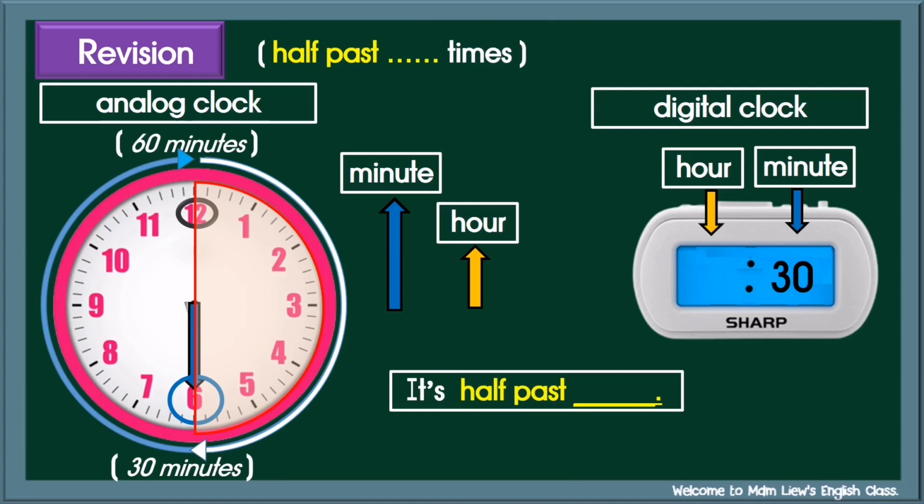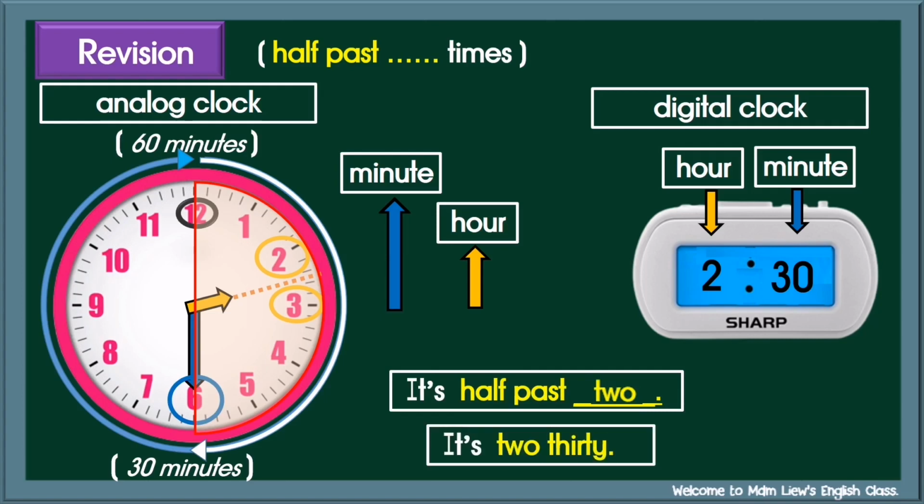Now, the hour hand is between number 2 and number 3, which means it has gone past number 2 and has not reached number 3. So, it's past 2. And the digital clock shows 2 hours. We say it's half past 2, or we can also say it's 2:30.